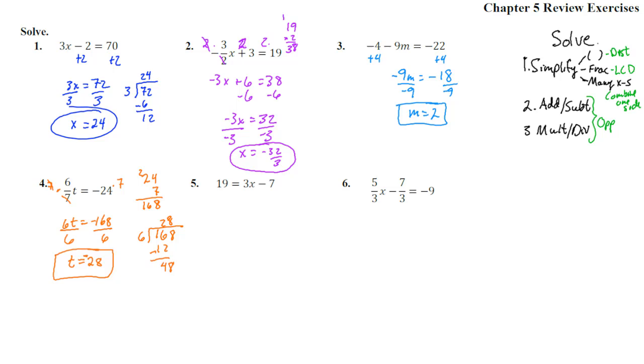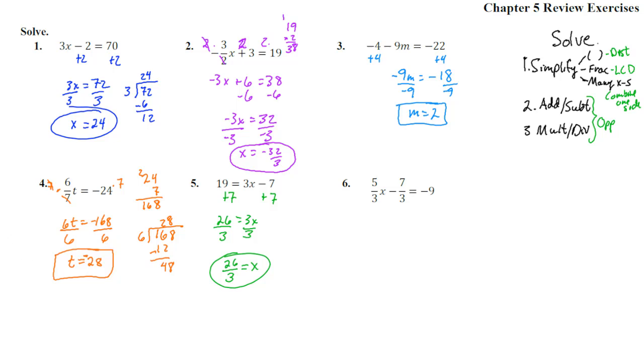All right, next one. Number 5. Do we have any parentheses? No. Do we have any fractions? No. Do we have many x's? No. We're down at the step number 2, so add 7. Add 7. We get 26 equals 3x. Divide by 3. Divide by 3. x is 26 thirds. I don't think that guy will simplify down at all.